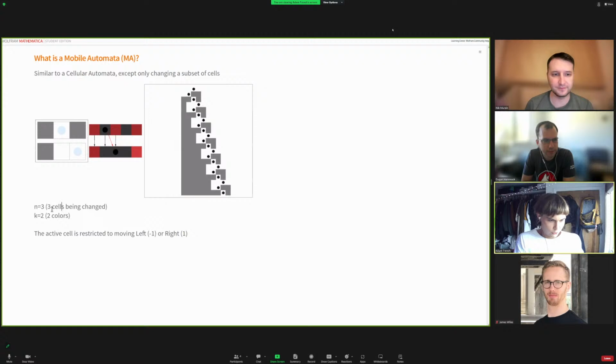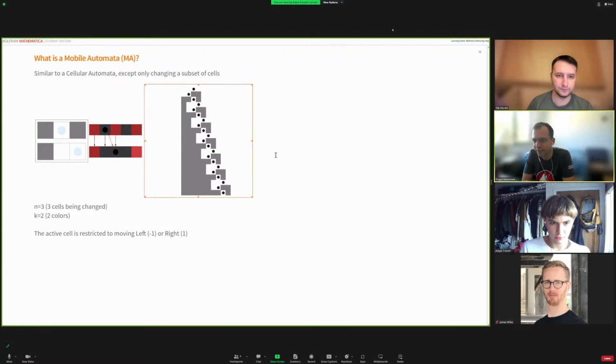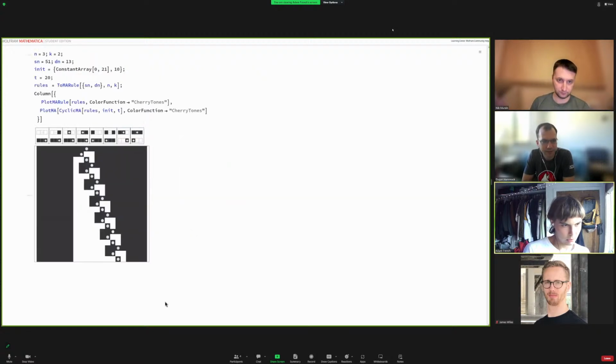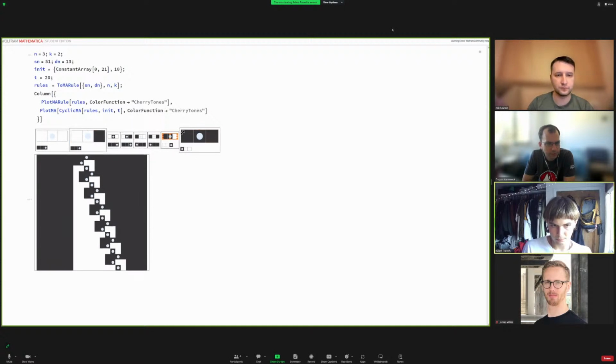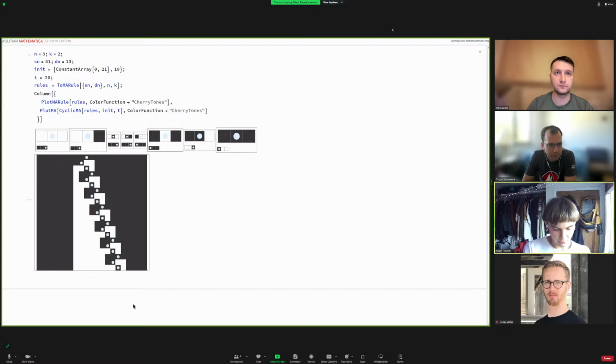So n is the number of cells, k is the number of colors, and we're restricted to only moving left and right by one unit. Here's an evolution over some time steps. This is another example of one running. For this, we need to go through all the inputs that we could have for this machine, all the combinations of 3 cells in this case, so we have a complete map. So that's an example of another mobile automaton.